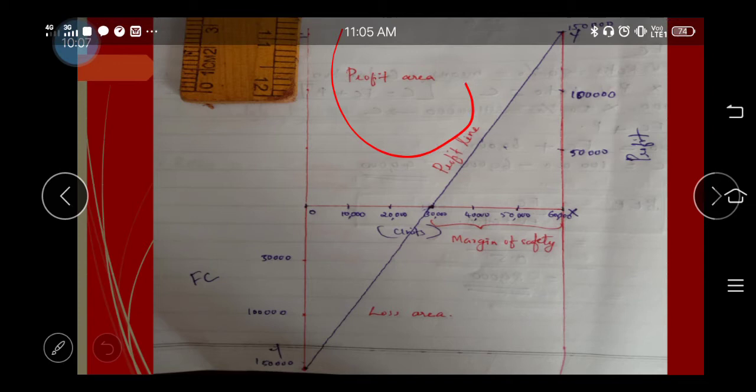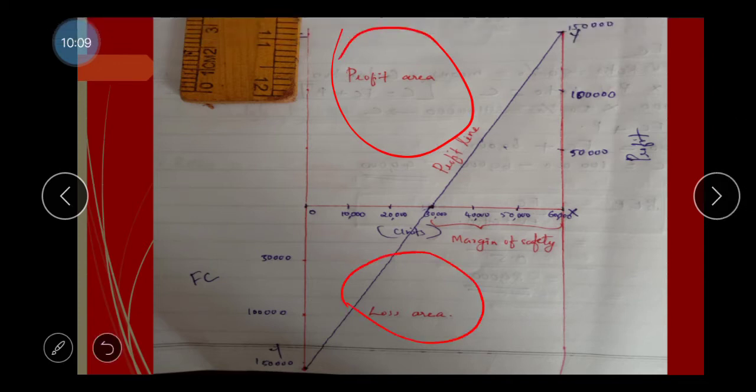So this is your profit area, this is your loss area, and this is your break-even point. These are the things that we have to discuss. You can calculate the profit or loss at different levels of sale. You can see the profit or loss at different levels of sales directly from this graph. If you want to compute the profit at 50,000 units, you can go for this. When you draw a line to this profit line, that will be your profit at 50,000.